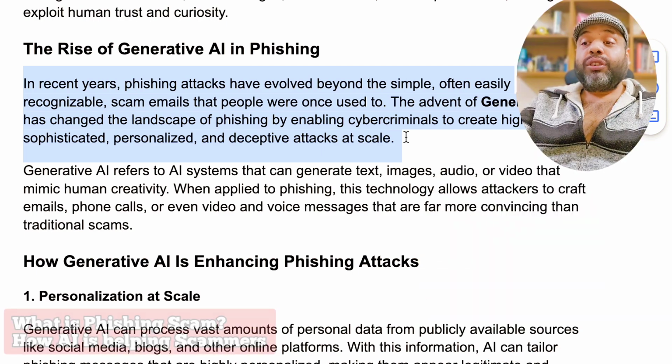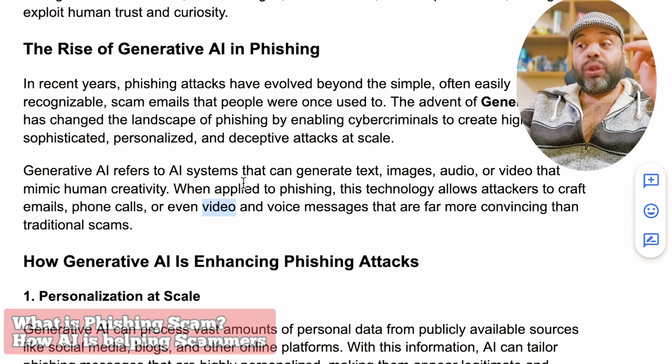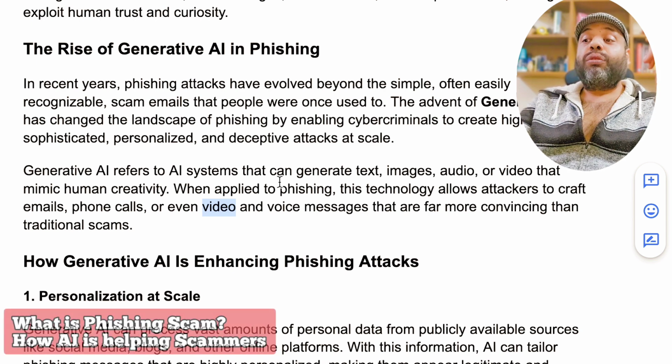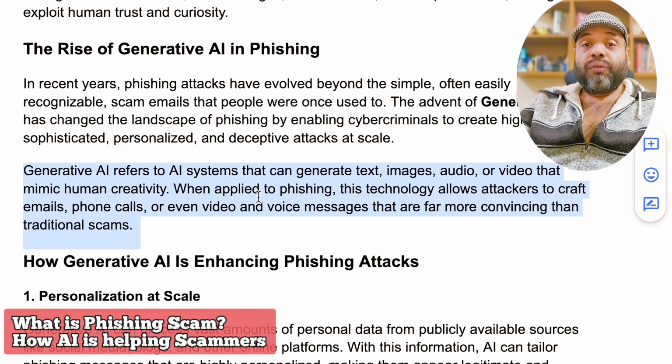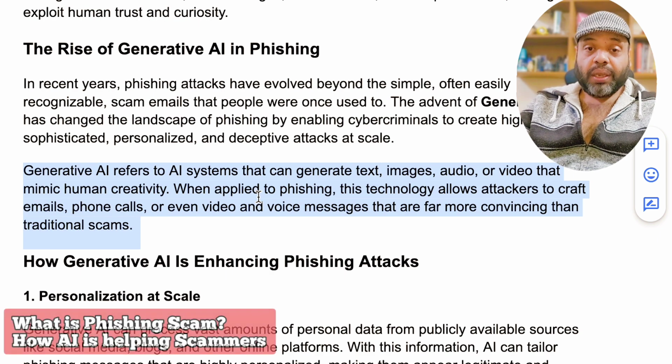Generative AI refers to AI systems that can generate text, images, audio, or video that mimic human creativity. When applied to phishing, this technology allows attackers to craft emails, phone calls, or even video and voice messages that are more convincing than traditional scams.